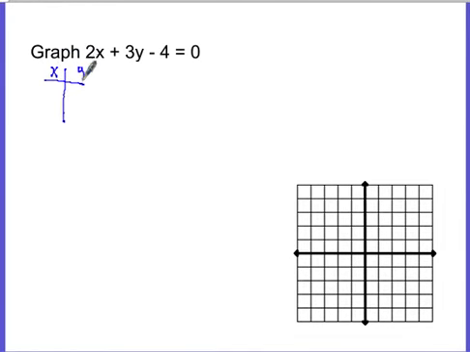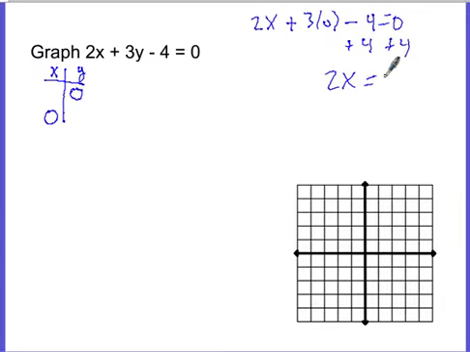So I'm just going to do a simple table for x and y intercepts. To find my x-intercept, I'll put a 0 in for y. To find my y-intercept, I'll put a 0 in for x. So I only need to find two values. Let's start by putting a 0 in for y. 2x plus 3 times 0 minus 4 equals 0. I'm going to add 4 to both sides, so 2x equals 4, because that term drops out. Divide by 2, so x equals 2. So my x-intercept is (2, 0).